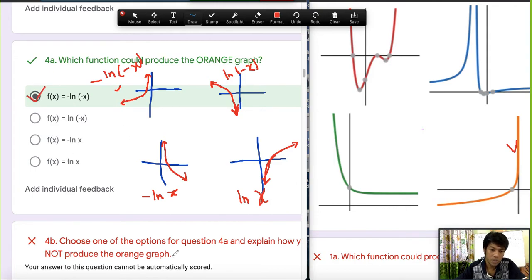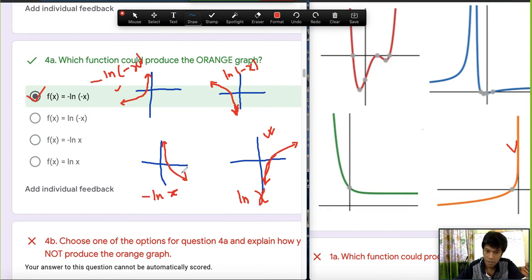And the next question is to choose one of the options and tell why it is not correct. Because of the shape, because ln x has the reflections. Ln x is the original main ln function. This is the x-axis reflection. This is the y-axis reflection, and this is both x and y reflection because of the double minus. Double minus means double reflection, and all the graphs are reflections of this original graph, because this is the main ln x graph.